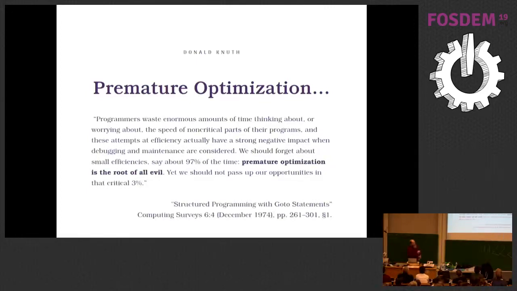That's about code, but it's exactly the same thing with your database schema. If you do some trade-offs without thinking about them, you will have duplicates in production and you don't know why. You will have an end date that is before the start date and you don't know why. You will have many problems with your data in production and you don't know why. So please don't do it. We should forget about small efficiencies, say about 97% of the time. Premature optimization is the root of all evil. We should not pass up our opportunities in that critical 3%.